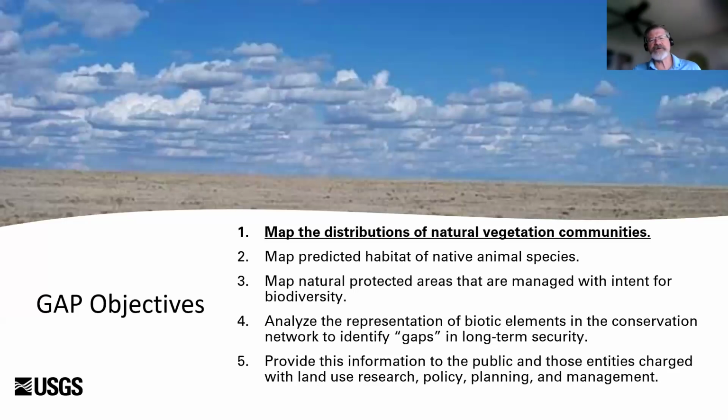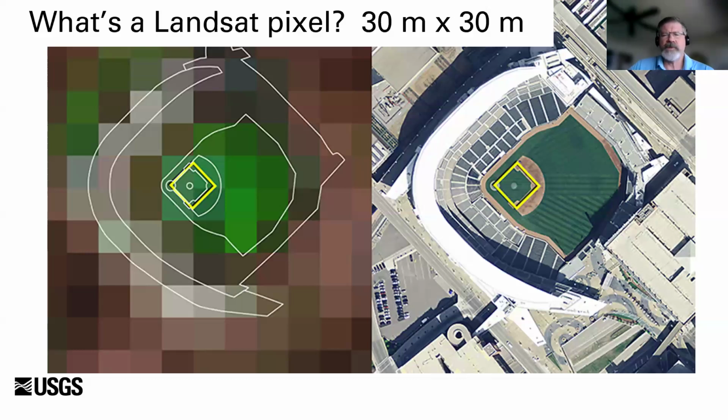So, mapping the distributions of natural vegetation communities. Historically, we would do this as the GAP effort alone. But now we've started reaching out and we're using the Landfire program's land cover data set. And that's based on the Landsat platform, and the pixels there are about 30 meters by 30 meters.